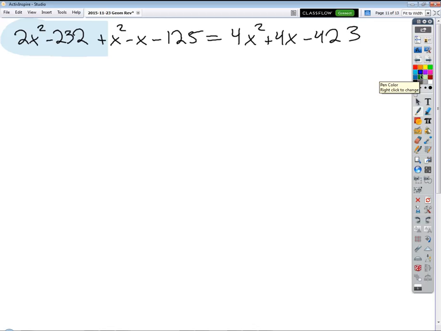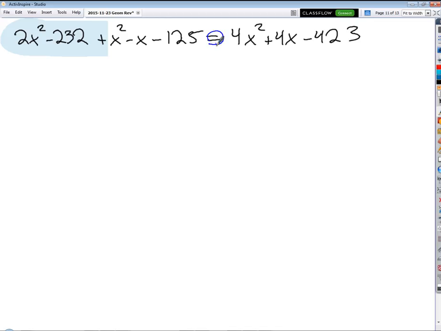What are we going to do? Combine like terms, sure. It looks like, here's our equal sign, right? So on the right side, we don't really need to combine any like terms. On the right side, everything's already simplified. But on the left side, I can combine like terms. So how about x squareds? How many x squareds am I going to get? Okay, I'm going to combine the 2x squared plus x squared and get 3x squared. How many x terms do we have? Looks like just one. So I've got a minus x. We took care of that one.